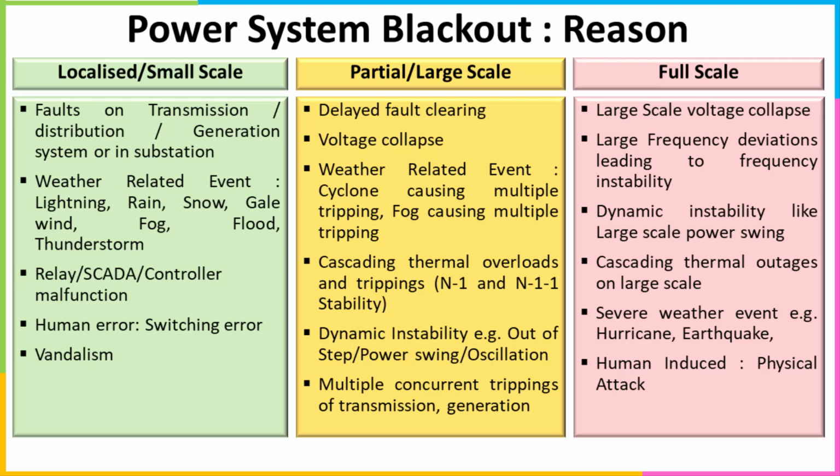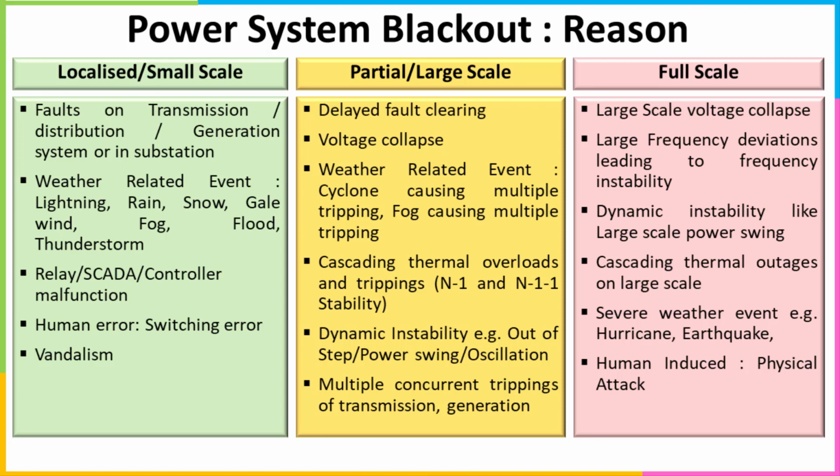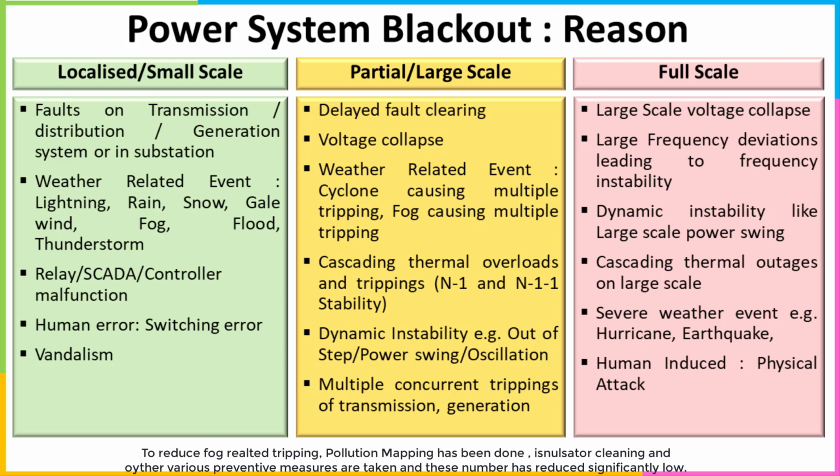Then there can be a delayed kind of fault clearance, so that it impacts more than one particular element. A scenario of voltage collapse, we have seen such partial collapse in Punjab also, due to a voltage collapse event. And on a smaller scale, there can be power swing also. There can be weather related events like cyclone causing multiple tripping, fog causing multiple tripping. Fog is prominent in the northern part, cyclone prominent in the eastern part.